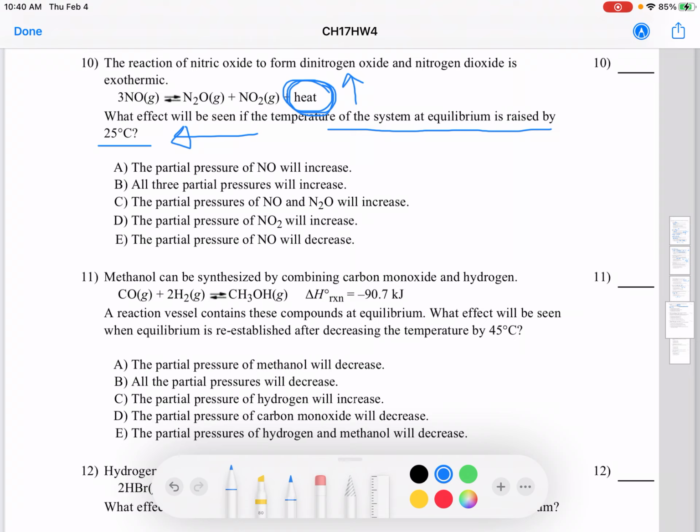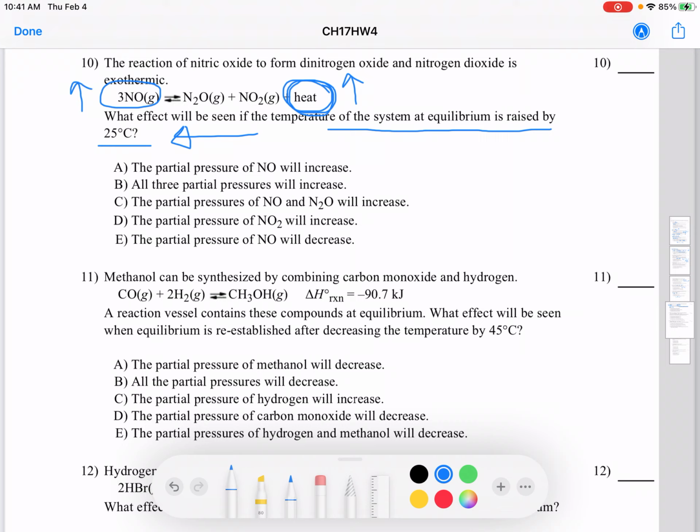And all of these are gases. The partial pressure of NO will increase, meaning if you go in the reverse direction, nitrogen monoxide is a product, right? Since it's a gaseous product, we can measure the concentration in terms of pressure. The more NO gas produced means the partial pressure would be higher. So the partial pressure of nitrogen monoxide will increase. That is a true statement.